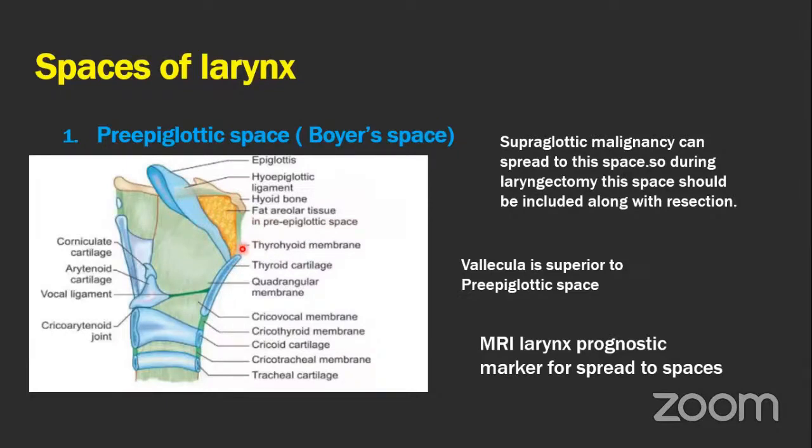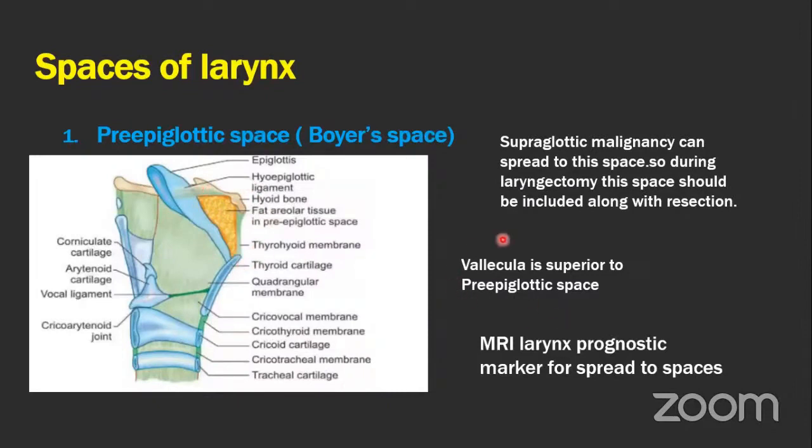So the importance is that supraglottic malignancy can spread to this pre-epiglottic space. There is very early spread of malignancy into this space. Hence, during laryngectomy for malignancy, this space has to be included in the dissected specimen. For malignancy of the larynx, the hyoid bone is removed, and the pre-epiglottic space is removed. So that is the importance of the pre-epiglottic space or Boyer space.